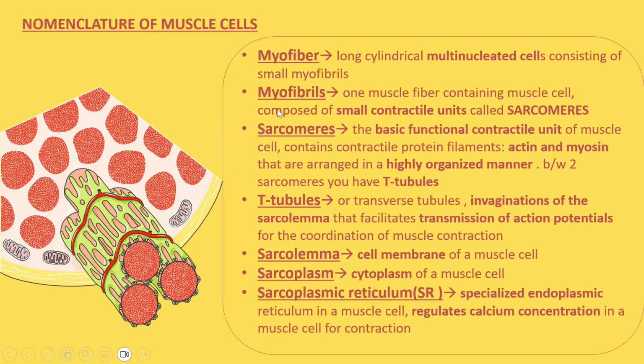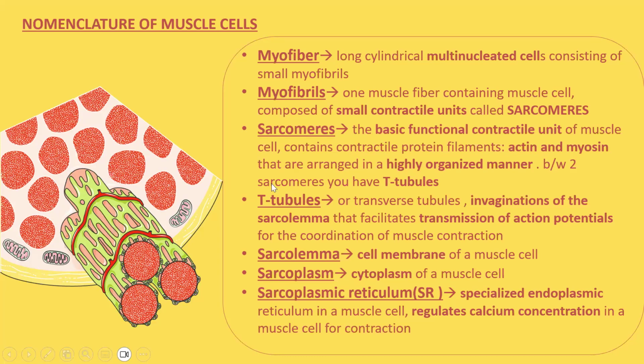Now the question is, what are these myofibrils made of? These are made of small contractile units, which we call the sarcomere. A sarcomere is a functional unit of a muscle. Basically, the job of the muscle is to contract, and what does the contraction of this muscle is the sarcomere, and this is the sarcomere. This is one sarcomere, this is one sarcomere, okay?